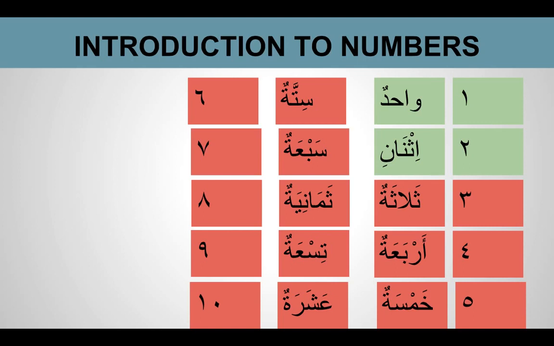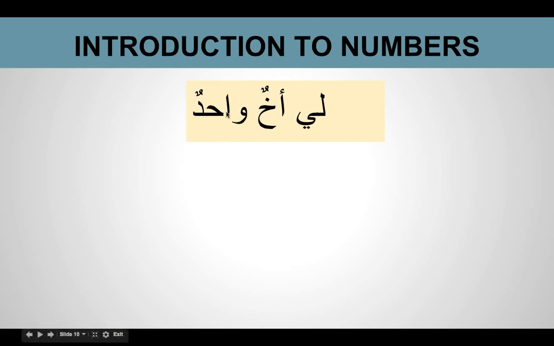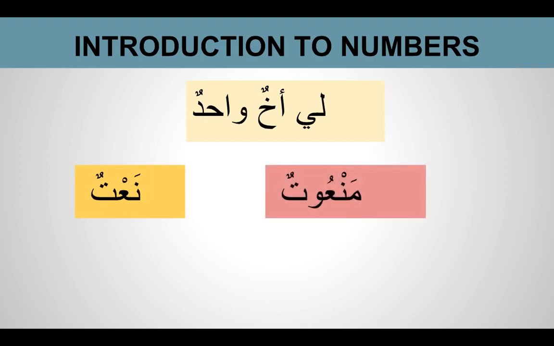So how do we use this in sentences? So this is where things are slightly different, so we need to understand. If you want to say I have one brother, just see how we use number one in a sentence. So we say li akhun wahidun. Wahid is number one. So this number one always comes as a naat. The literal translation will be I have brother one, but we know when the naat comes we have to translate the naat first. So I have one brother is li akhun wahidun. So it's a naat man'ut relationship.